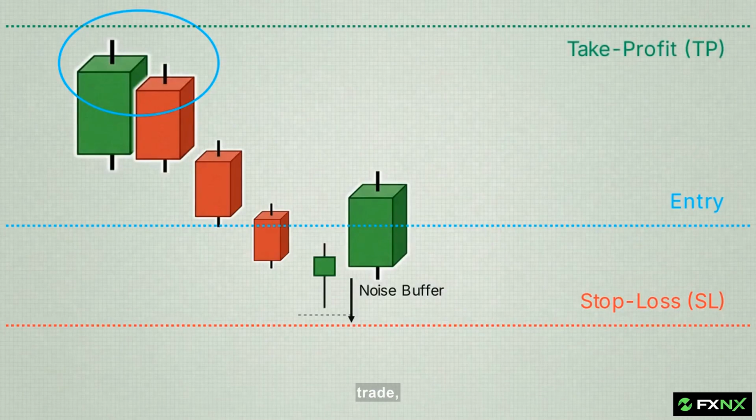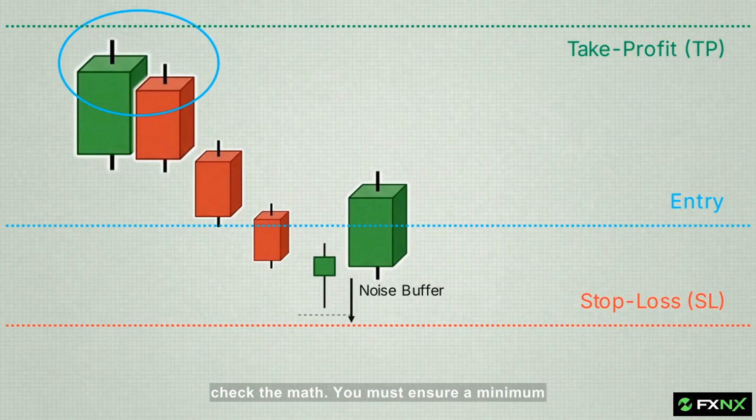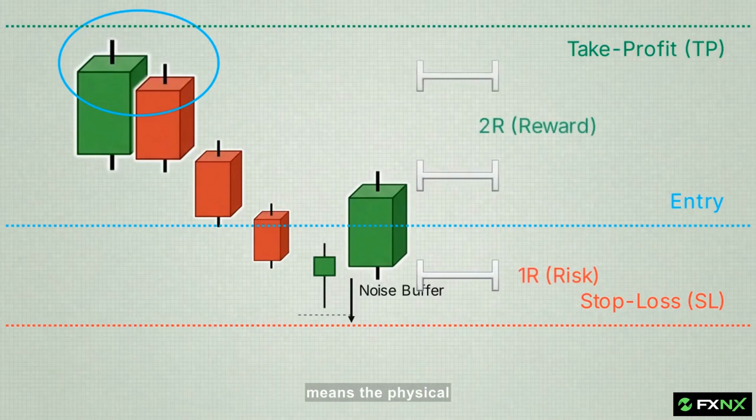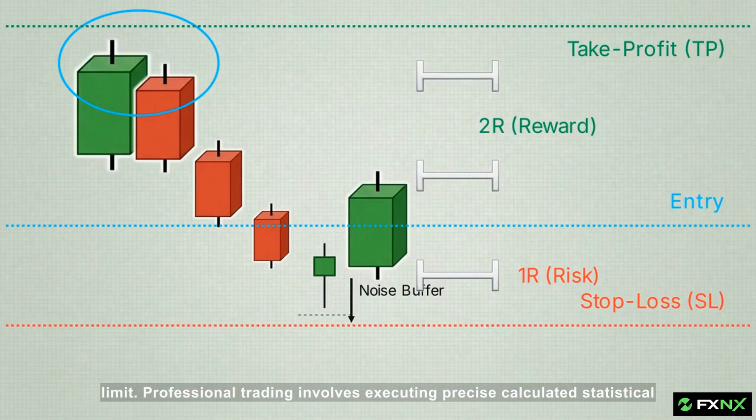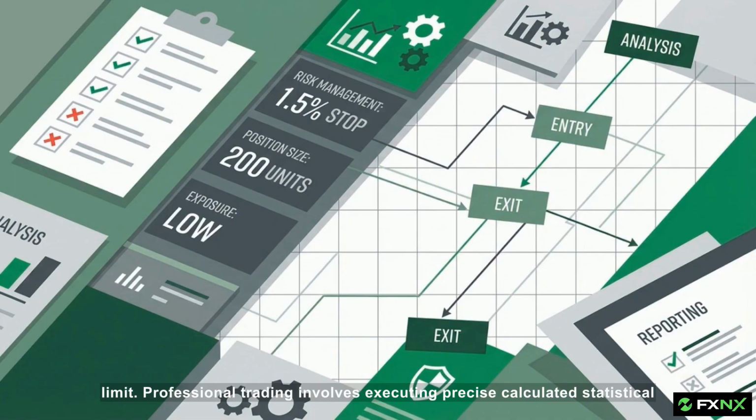Before authorizing the trade, check the math. You must ensure a minimum 1-to-2 risk-to-reward ratio. This means the physical distance to your profit target must be at least twice the size of the distance to your stop-loss limit. Professional trading involves executing precise, calculated statistical edges within a strictly disciplined system.